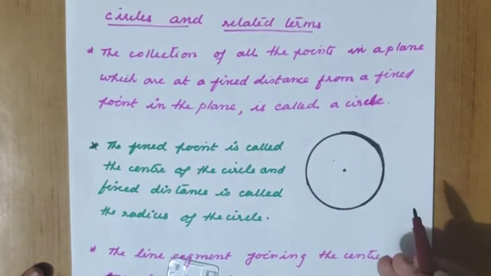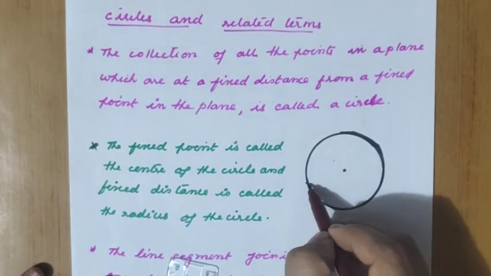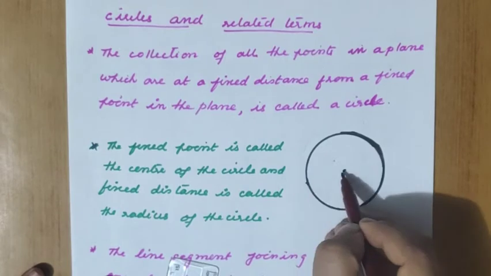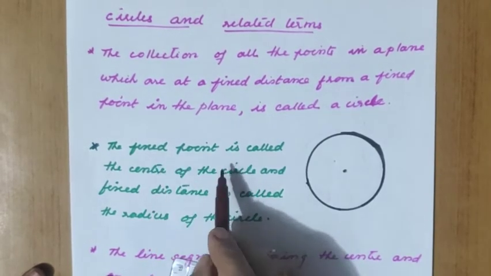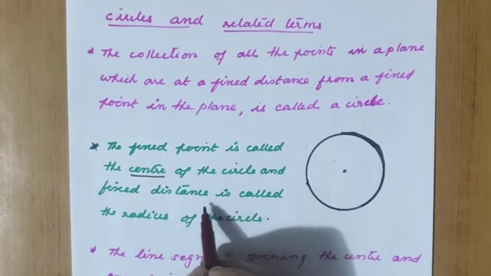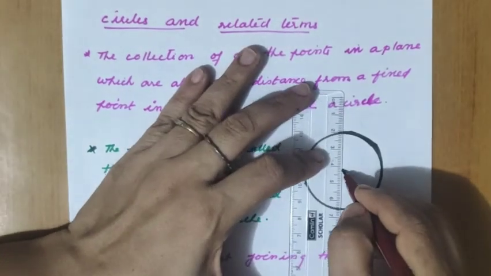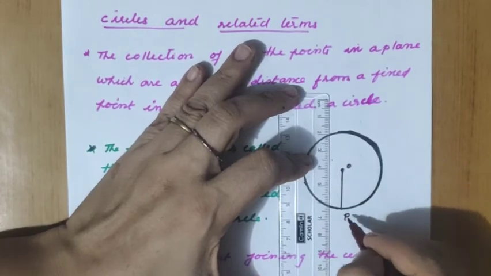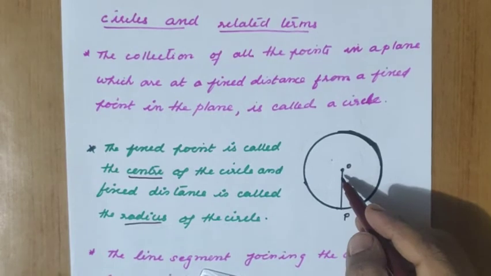The fixed point is the center of the circle. When we are taking any point on this circle, it is at equal distance from this fixed point. So this fixed point is called the center, and the fixed distance, as you know, is the radius. That is the second point. The fixed point is called the center of the circle, and the fixed distance is called the radius of the circle. So I'll just mark one radius only. Here O is the center and P is any point on the circle. So OP is called the radius, and it is also a fixed length.